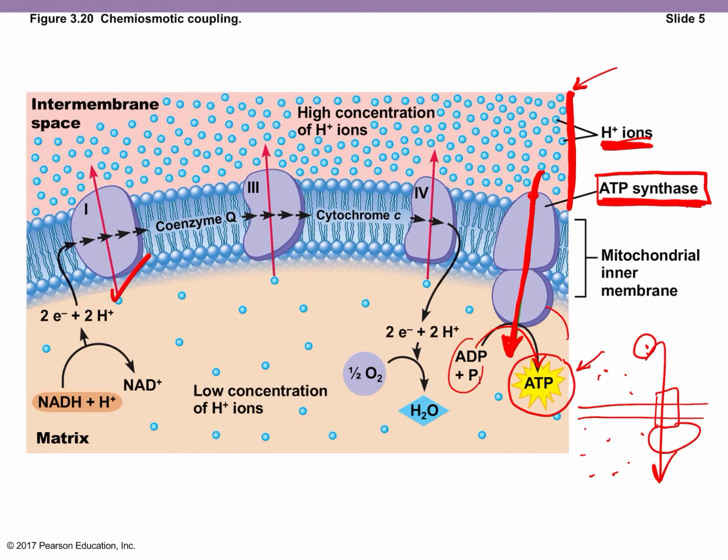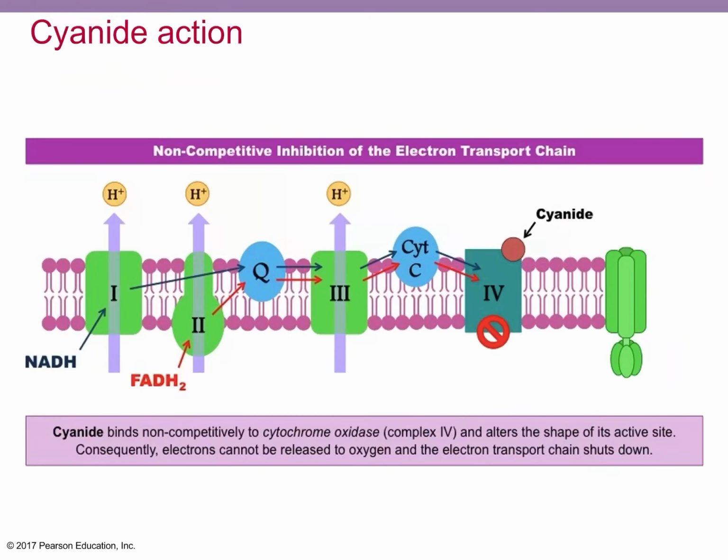So that's what these complexes of the electron transport chain work to do. They work to always create that concentration gradient. So throughout your whole life, you will always have a concentration gradient of protons, right? In the intermembrane space, you have a lot of protons. In the matrix, you have low concentration.